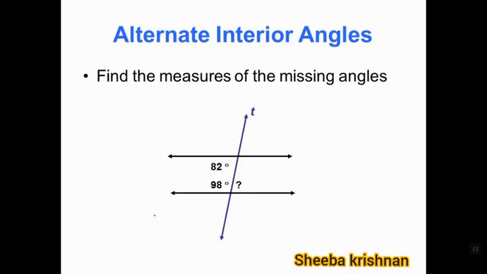Let us find the missing angles. See, this angle is given 82 degree. If this angle is 82 degree, we know that these two angles are alternate interior angles, so they are equal. So if it is 82, here also it is 82 degree.